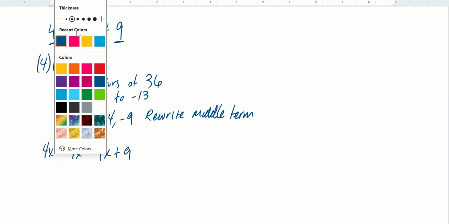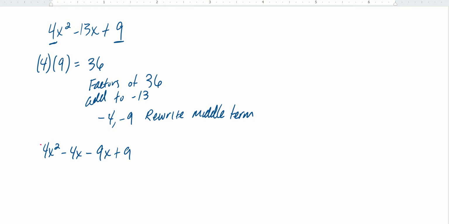We're going to group the first two terms together. I'm going to group the last two terms together. And we're going to factor out a common factor. The first two terms, remember, x is always going to be a common factor, and these are both divisible by 4. And so 4x squared divided by 4x is x, and -4x divided by 4x is -1.